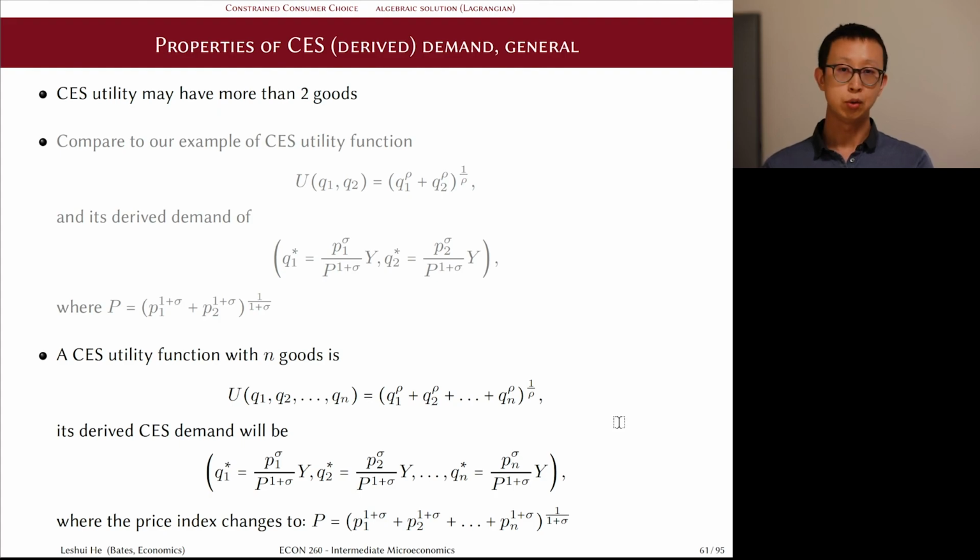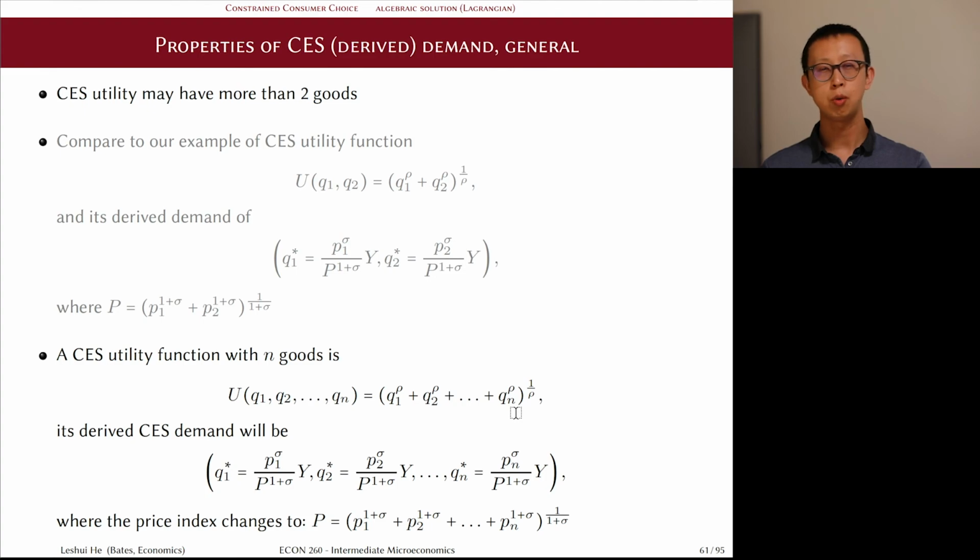Well, you might have noticed that so far in the CES utility function, all the Q1, Q2 up to Qn, they all contribute to the consumer's utility at exactly the same rate. In other words, the consumer actually doesn't really have a preference towards any particular type of good. So can the consumer prefer one product over others?